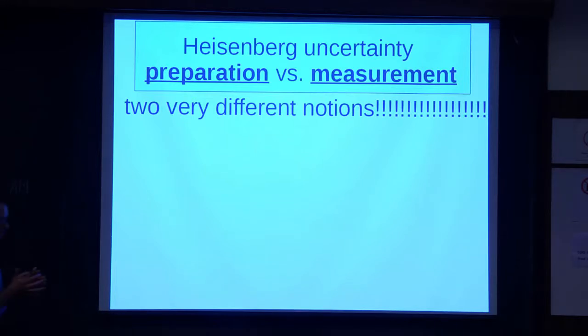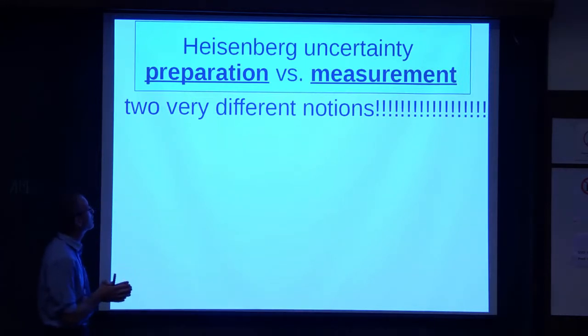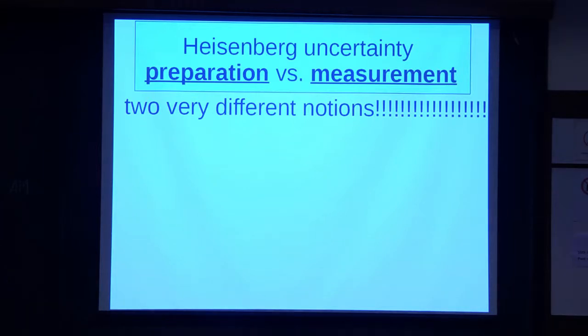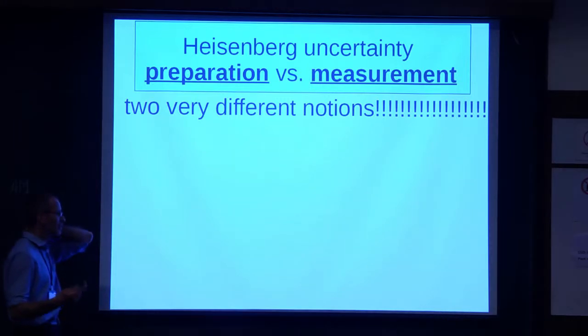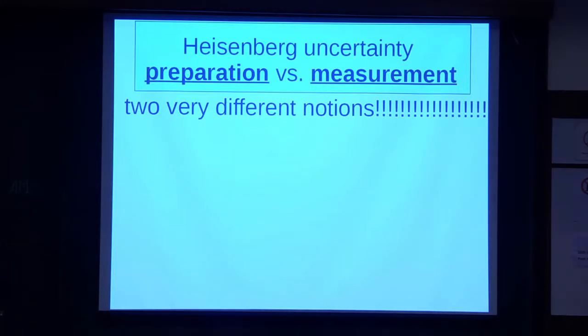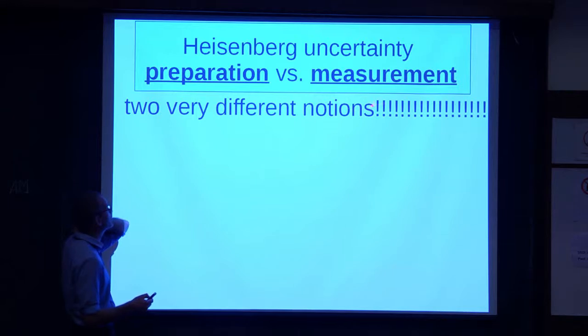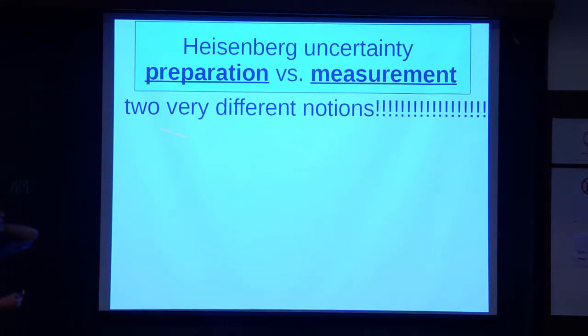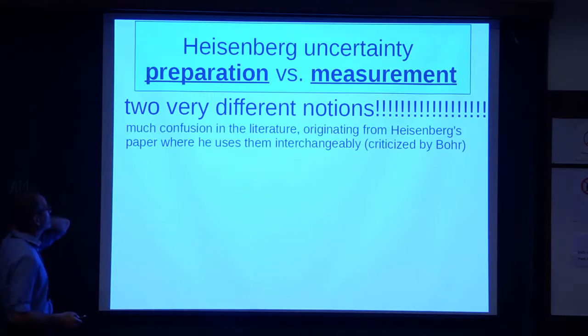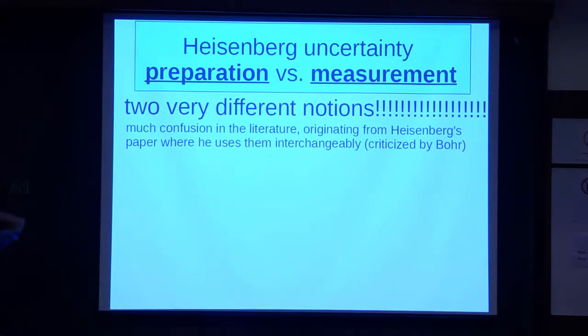Now, one thing which is very important when we talk about Heisenberg uncertainty relations, there's a very common misunderstanding about this, which maybe is forgivable because it's a misunderstanding that comes from Heisenberg himself. And there's a misunderstanding between preparation versus measurement uncertainty relations. These two notions are very, very different, okay? I want to emphasize this a lot. And this confusion originates because there is this confusion already, as I was saying, in Heisenberg's paper.